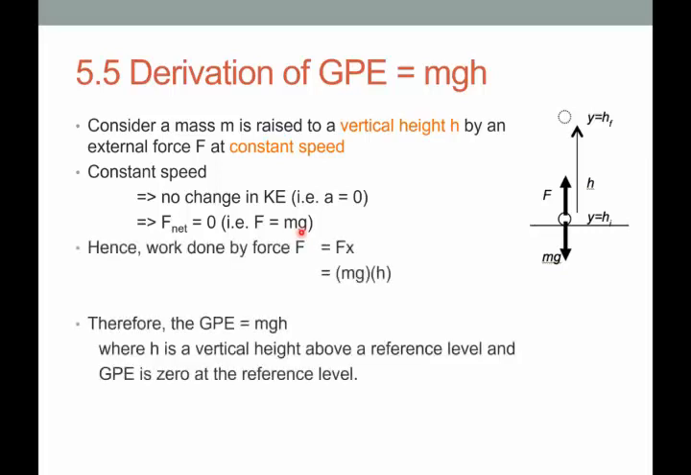The work done by the force F is equal to the product of the force and the displacement. So in this case, it's just mg, which is the force, multiplied by h, the displacement. Therefore, the gravitational potential energy is equal to mgh, where h is the vertical height above a reference level, and we define the gravitational potential energy to be 0 at the reference level.